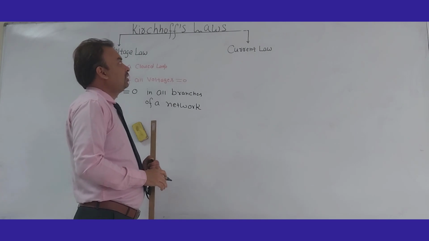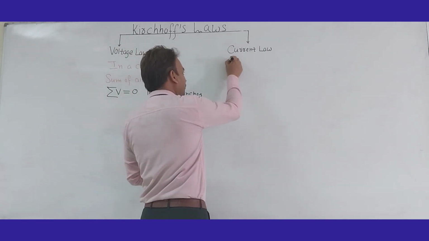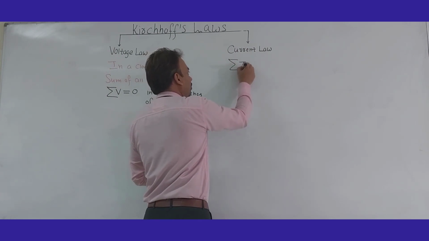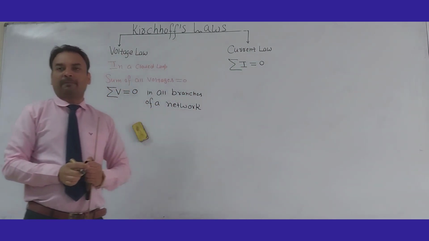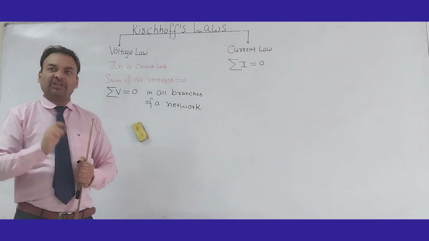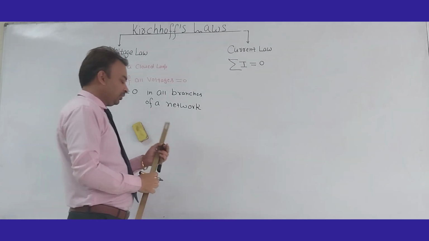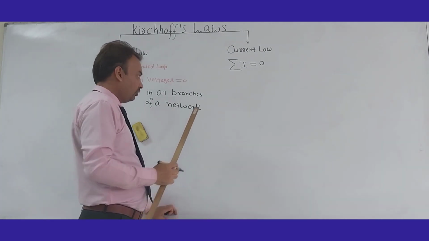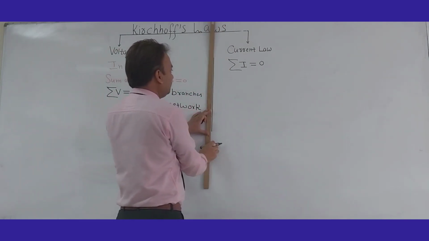And what about Kirchhoff's current law? Kirchhoff's current law says the sum of all the currents flowing across a junction should equal 0. First of all, let me take the Kirchhoff current law. It's very easy.